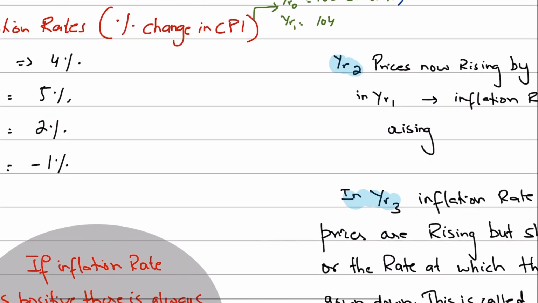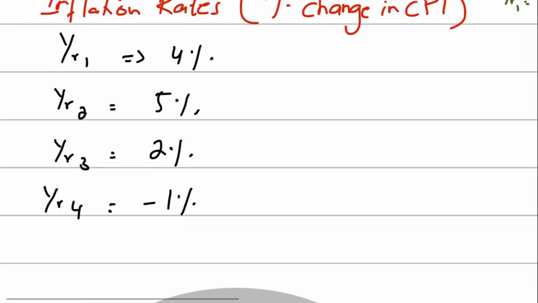So let's say in year 1 the inflation rate was 4%, while in year 2 it was 5%, in year 3 it dropped to 2%, and in year 4 it was negative 1%. From year 1 to year 2, in year 1 the prices rose by 4%, while in year 2 the prices were rising by 5%, right? So obviously we can see that from year 1 to year 2 there is an accelerating or a rising inflation rate. In year 2 prices are rising, but at an increasing rate.